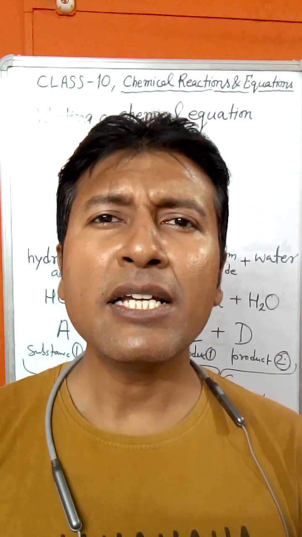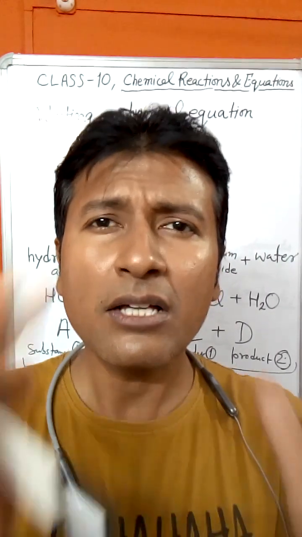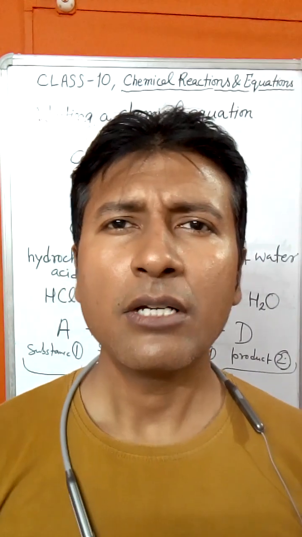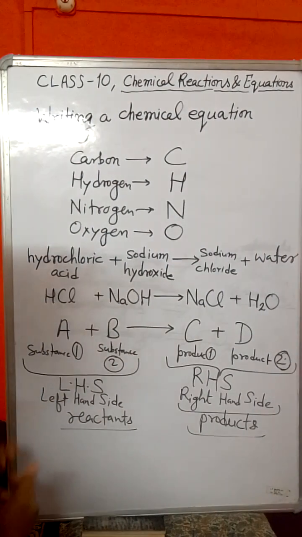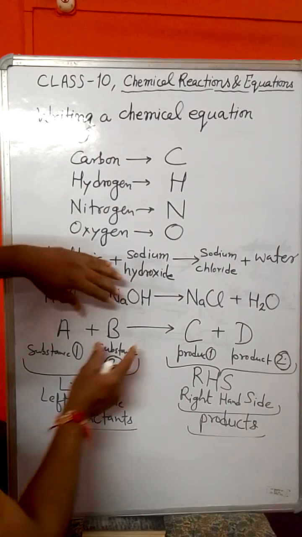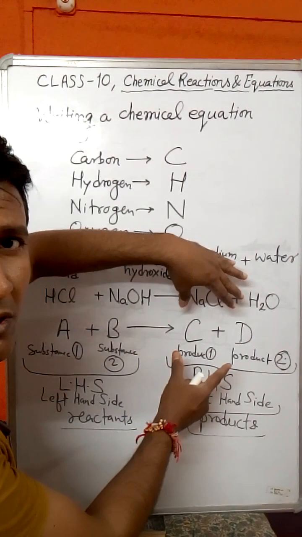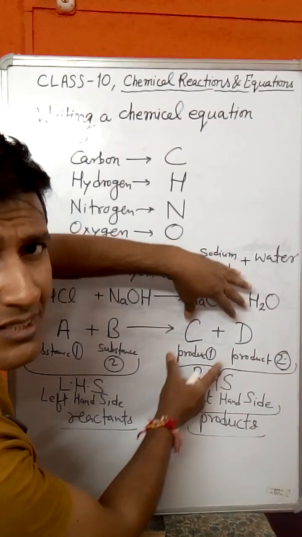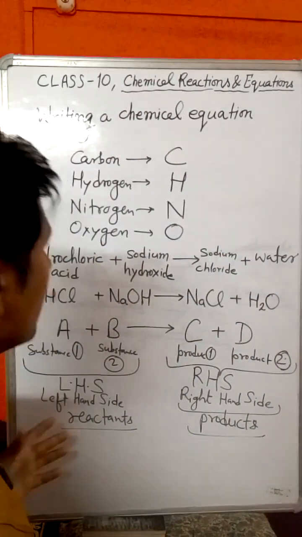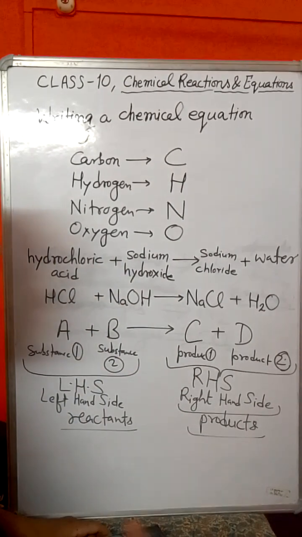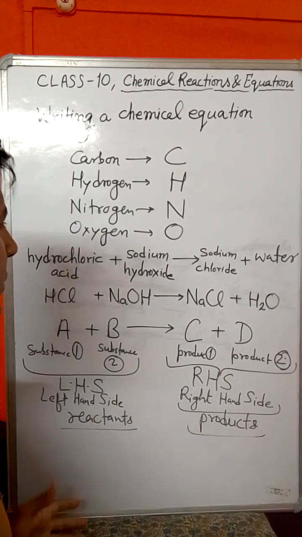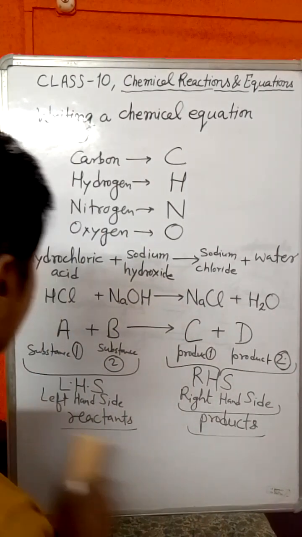So, writing any chemical reaction in this format is known as a chemical equation. It's very simple. Okay, means you have treated substance A with substance B, and you have got substance C and substance D as the products. Okay, this point is clear? You can pause the video and note it down. Okay?